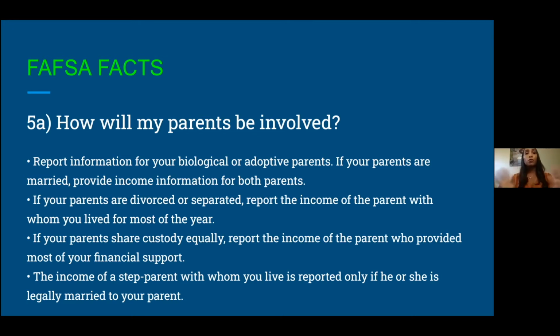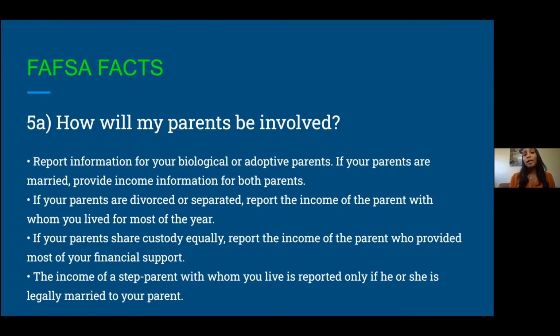If your parents are divorced or separated, you want to report the income of the parent whom you live with the most for the year. So let's say, for example, you live with mom 70% of the time, and then you live with dad 30% of the time. You will be reporting your mother's income because that is who you live with the most. If your parents share joint custody equally of you, you have to report the income of the parent, once again, who provides the most financial support, okay?